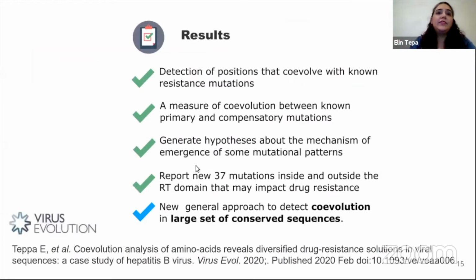So to summarize the result of the polymerase analysis, we were able to detect positions that coevolve with non-resistant mutation. We provide a measure of coevolution between non-primary and compensatory mutation. We were also able to generate a hypothesis about the mechanism of emergence of some mutational patterns, meaning which position needs to coevolve before and then a third position needs to mutate, just to generate the pattern. And we report in total 37 new mutations inside and outside the reverse transcriptase domain that may impact the drug resistance.